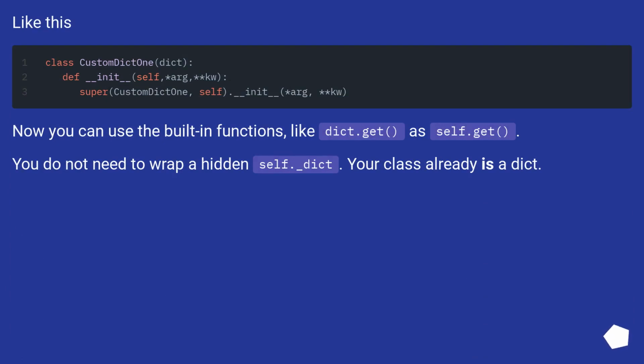Now you can use the built-in functions, like dict.get as self.get. You do not need to wrap a hidden self._dict. Your class already is a dict. UserDict from the Python standard library is designed for this purpose.